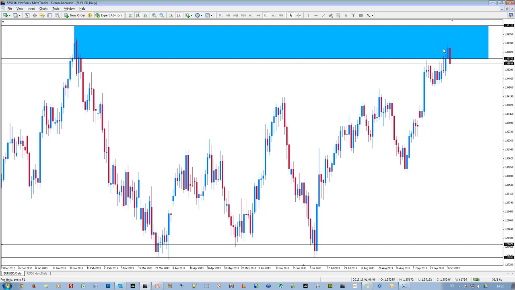This is not a good level. It didn't remove. This is not a level, really. It made a higher high, but one of the very important things is that it has to remove the previous supply zone, in this case, for a demand level to be valid. This is a previous supply zone. It made a higher high, but it didn't remove this, so this is not a level.